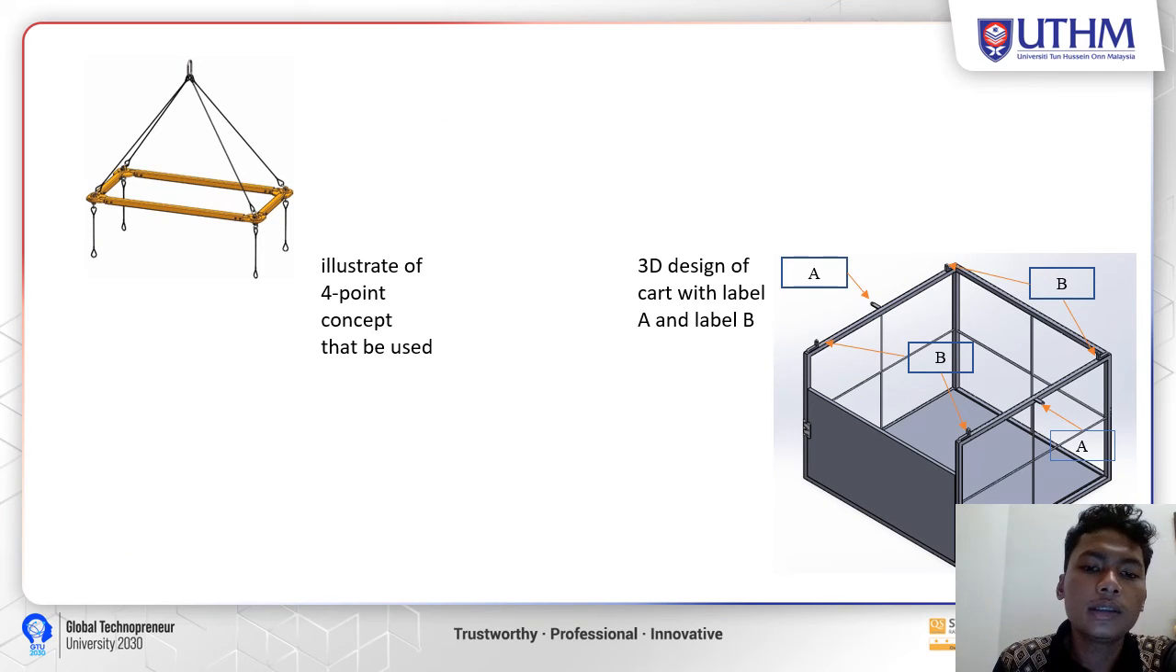A figure at the right shows the concept that be used to pull the cart and the figure at the left shows the cart designed by using SolidWorks 2031. The label A is for the rope attached to guide, acting like a guide rail, where the B is attached with the rope to pull the cart like the figure at the right.